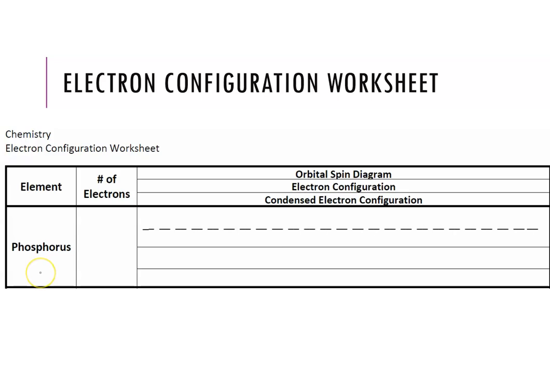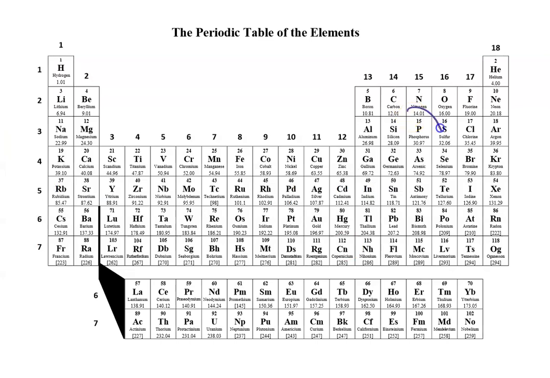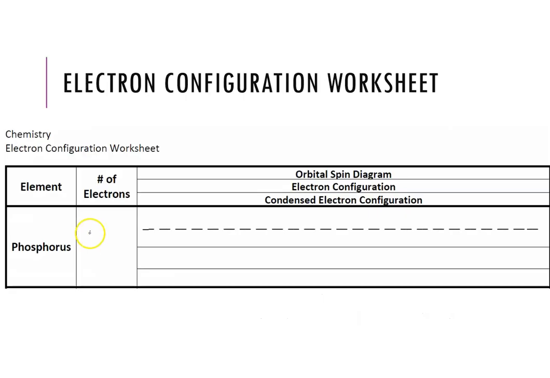Okay, when we are looking at this worksheet here, the first thing I need to do is figure out the number of electrons. So I will go to the periodic table. I'm going to find phosphorus. Phosphorus is right here. It is number 15, which means that it has 15 protons, and because it's neutral, it also has 15 electrons. So where it says electrons here, I'm going to put 15. So this first space here is for the orbital diagram.